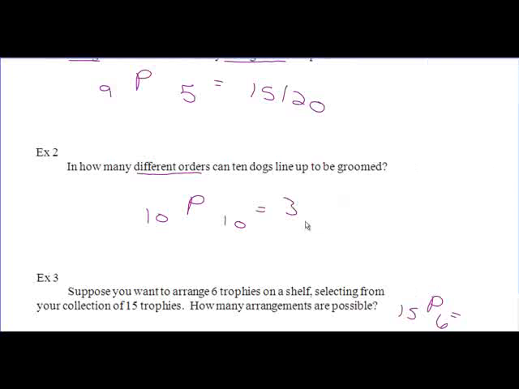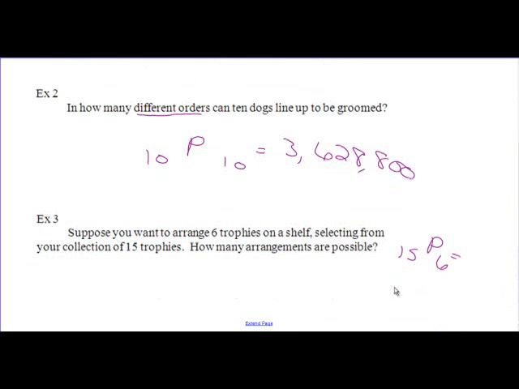So we have 3,628,800. And for the last one out of my trophies, I'm going to get 3,603,600 ways to do that. Okay, so going through the same thing.